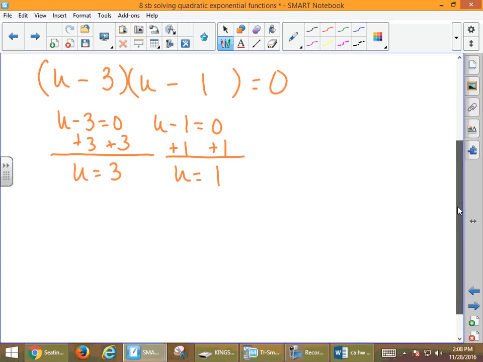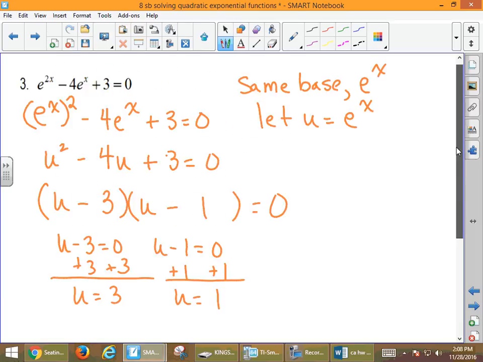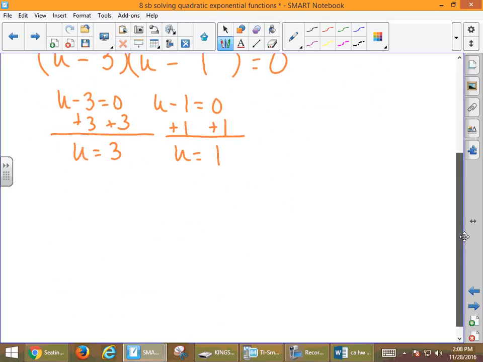And now that we've got that, we've solved for u, but we really want to solve for x. So we're going to put our values back in here. This time it's e to the x is what u is representing. e to the x equals 3. And e to the x equals 1.